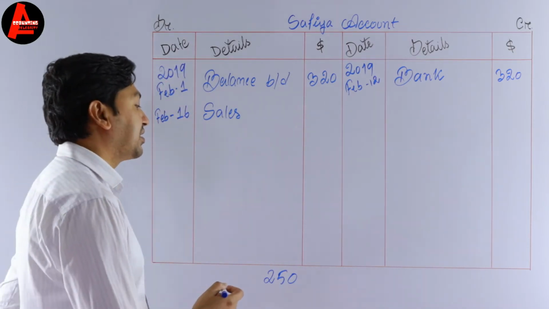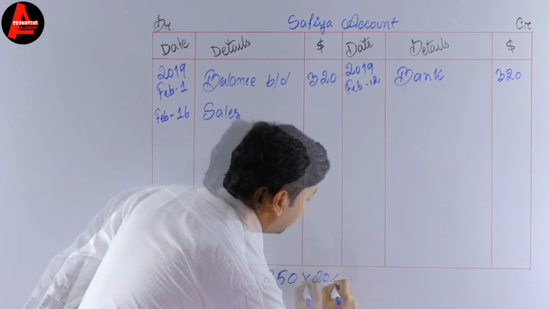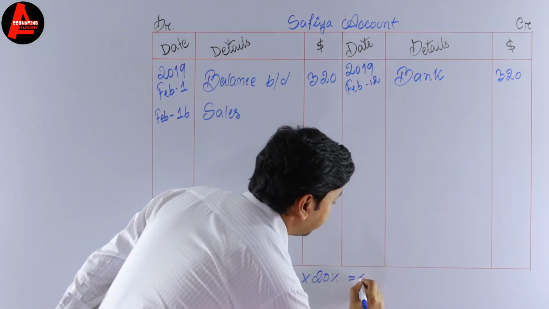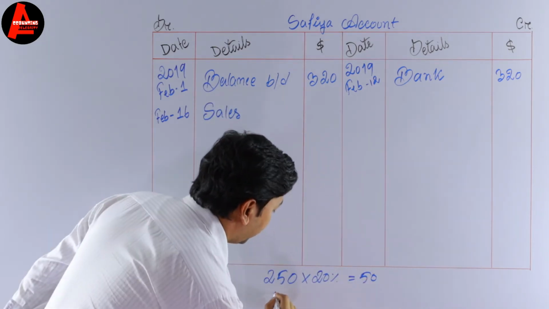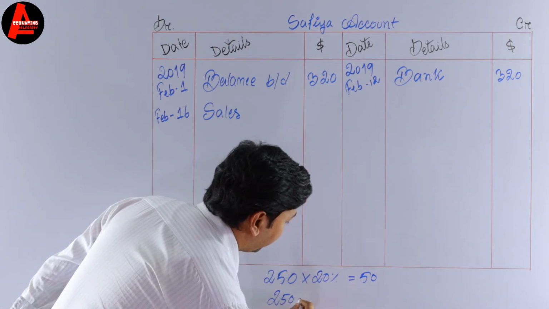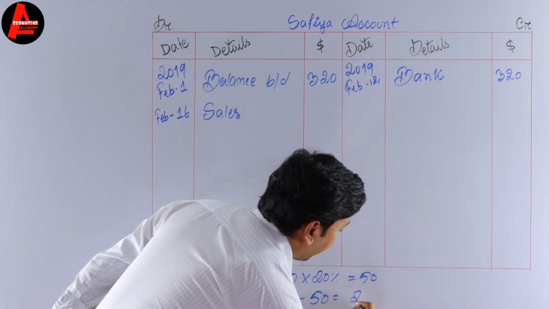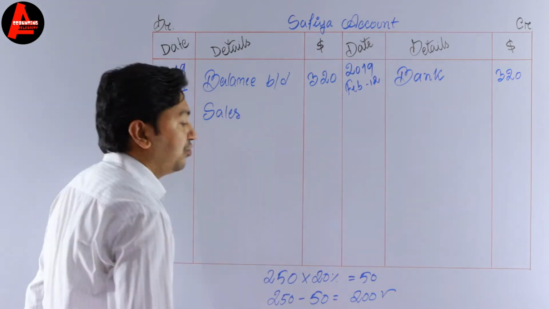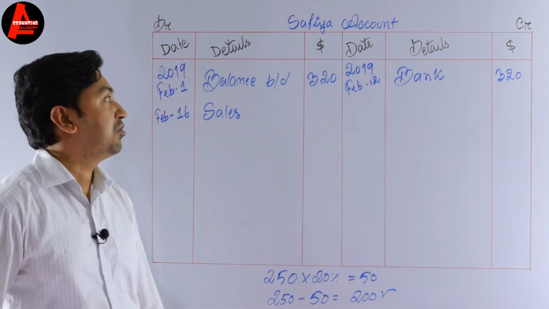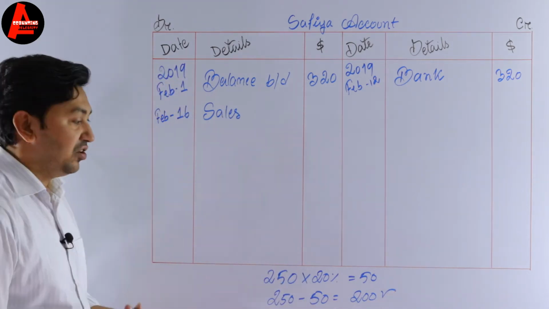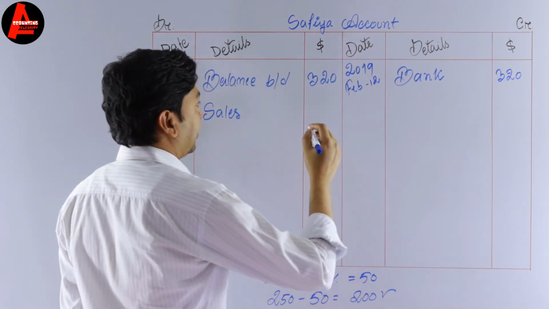So trade discount is here 20%. So what comes here? It is $50. Yeah, so we will not take $50. We will minus this $50 from the selling price. So actual selling price is here $200. So we will write here $200, not $250.